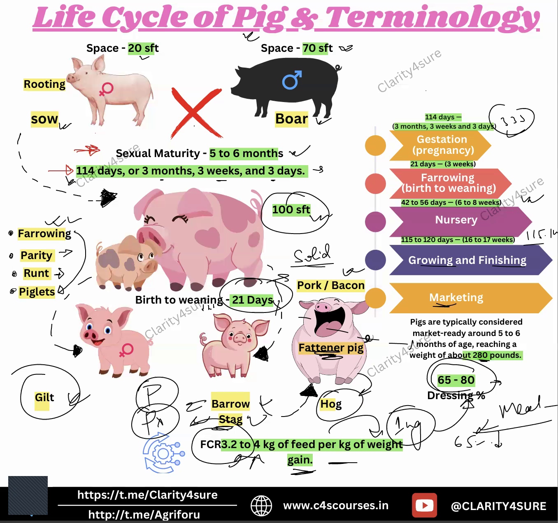Marketing: once they gain a lot of weight, around 280 pounds or 140 to 150 kg after 5 to 6 months, this is important. After 5 to 6 months, they are ready to be sold in the market for bacon or pork.